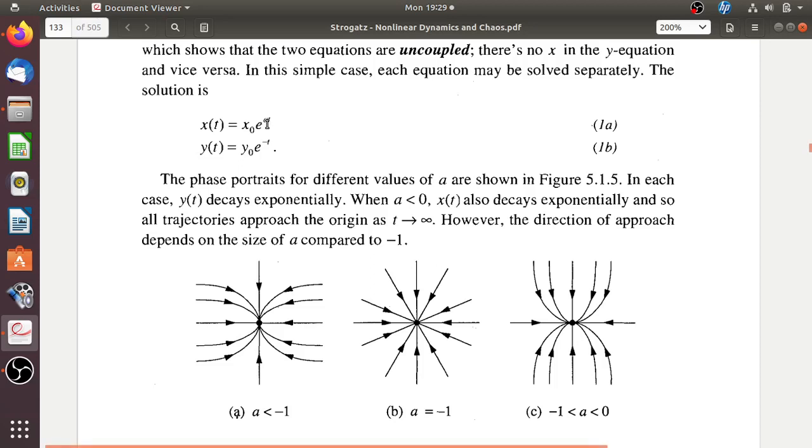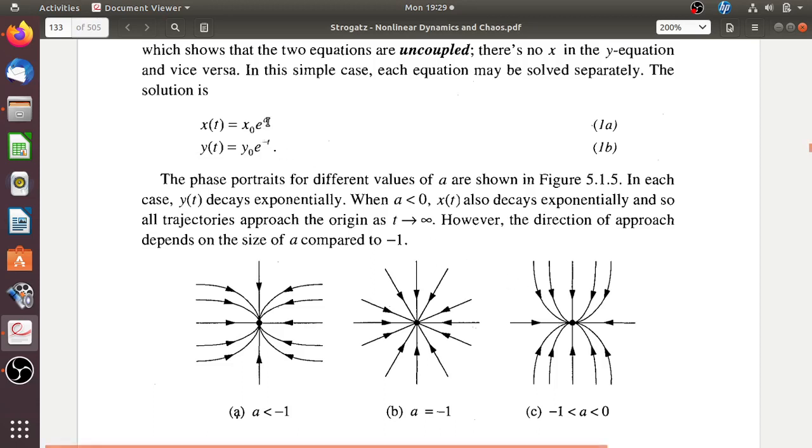Now what if A is still negative but greater than -1? Then y will diminish very fast compared to x. So we will get the same kind of picture but in a flipped manner, which is this picture. Here y is decreasing very fast, and the decrease in x is slow.